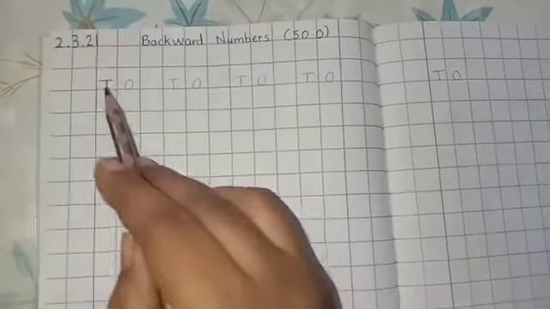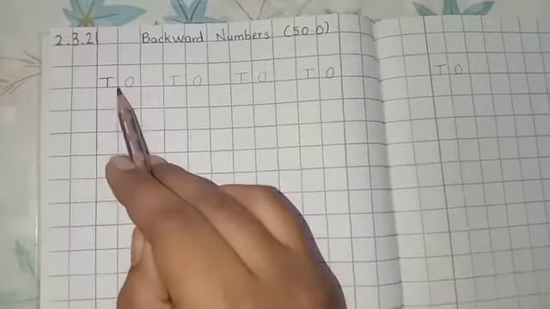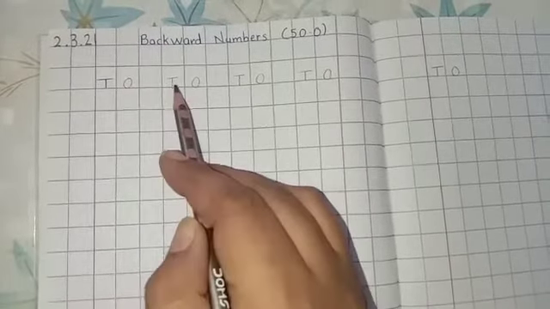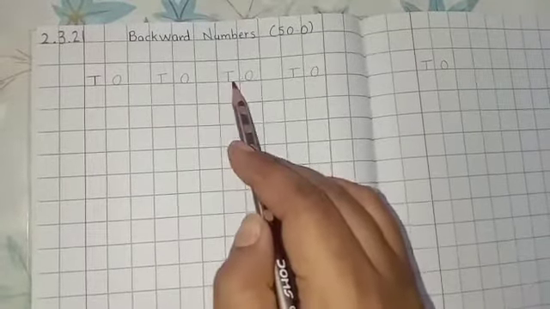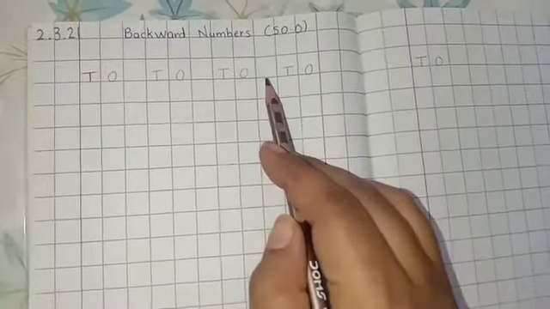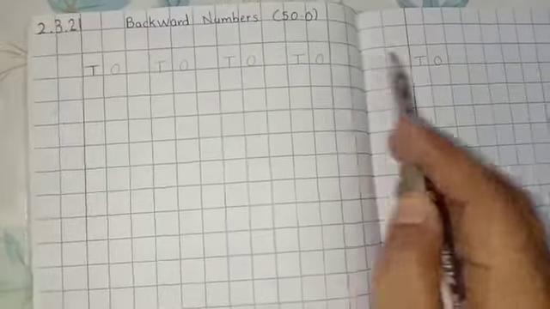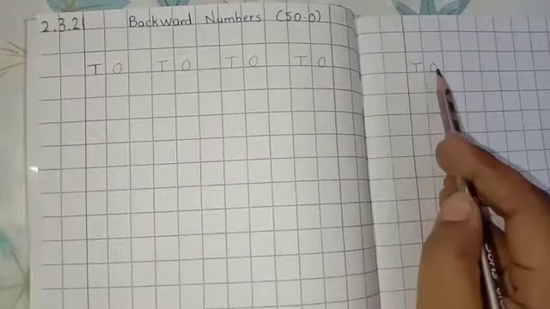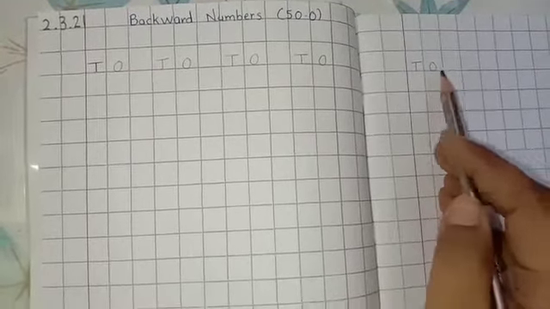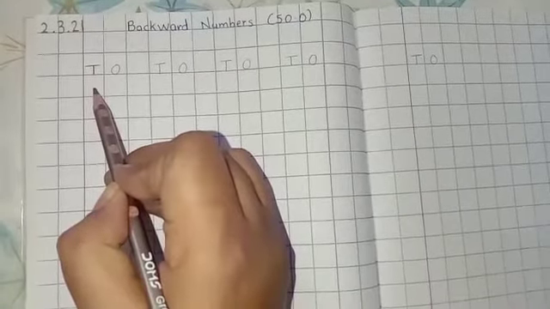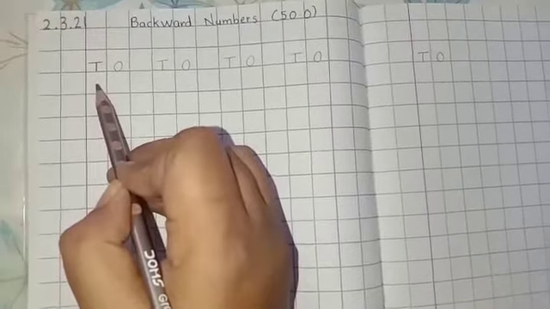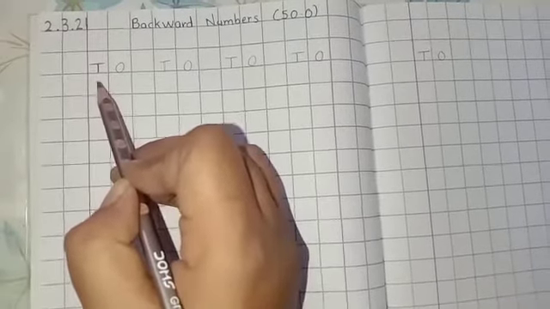After leaving one line, next to the margin line, we will write TO. Then we will leave one line and write TO. Again we will leave one line and write TO. Then again we will leave one line and write TO. And on the next page, we will write one more time TO. Now we will start writing backward numbers 50 to 0 from here.